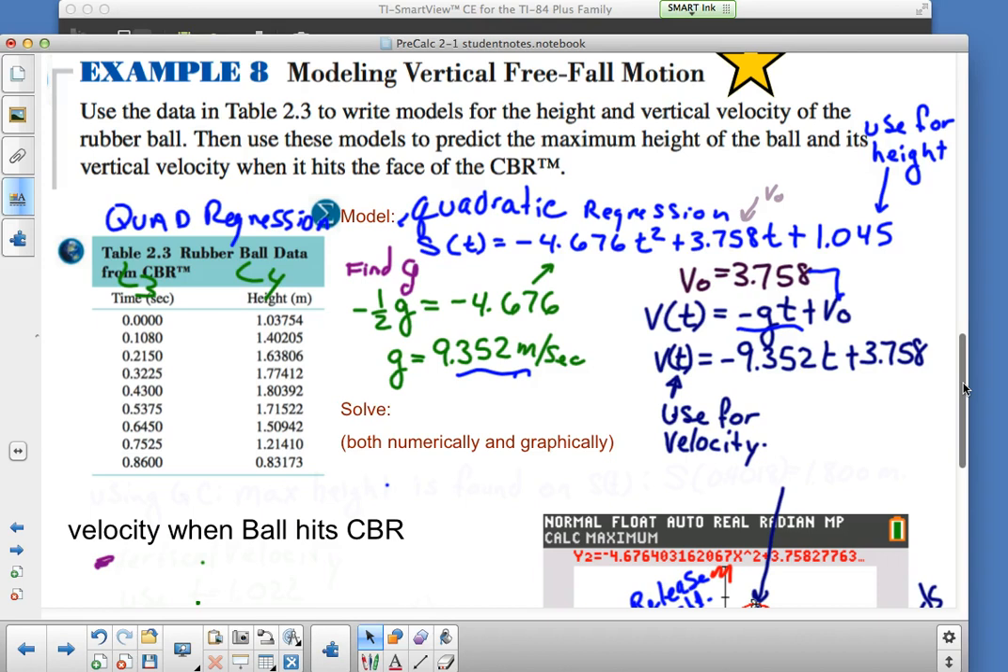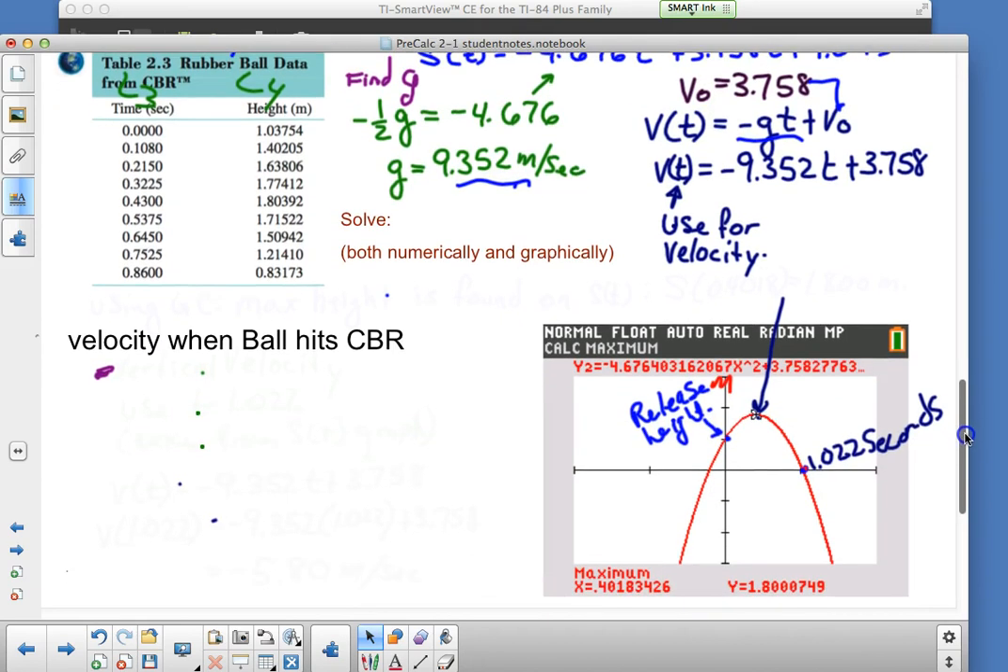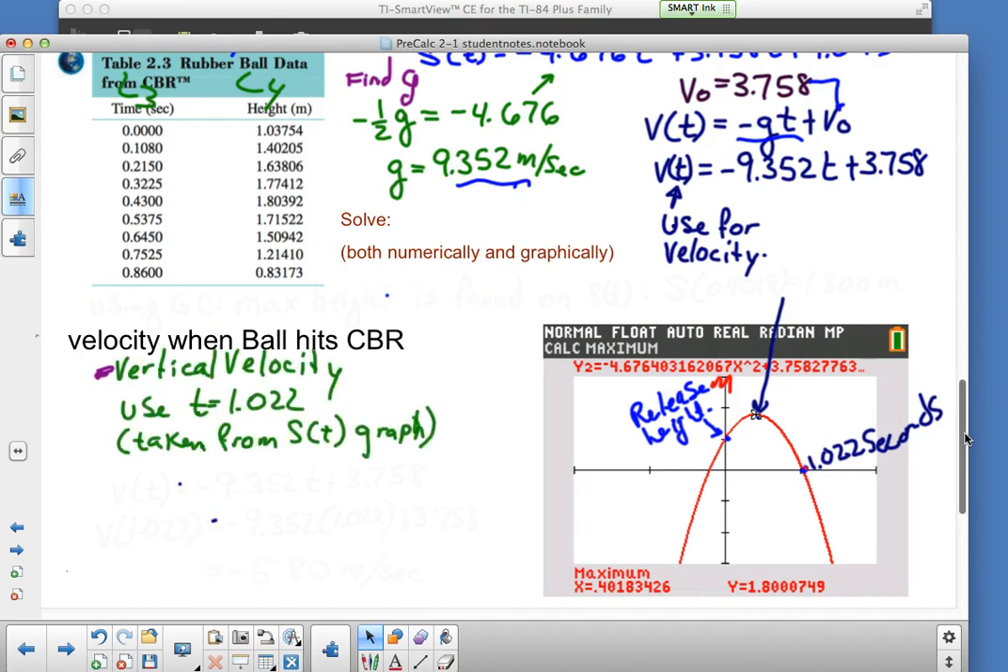Okay. Now, after I get those numbers, I'm able to go from my quadratic regression and talk about my velocity, about when it's going to hit my CBR. We know how long it's going to be in the air: 1.022 seconds. So now I take my velocity equation. It was in the air for 1.022 seconds, so I take my velocity and plug it in to find how fast the sucker is going when it hits the CBR.